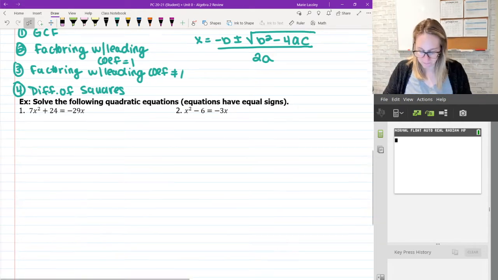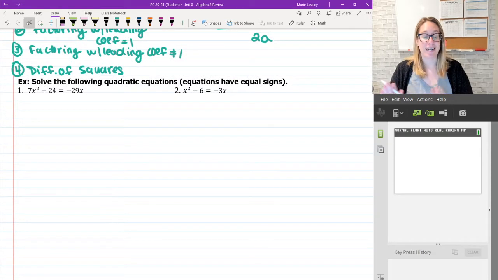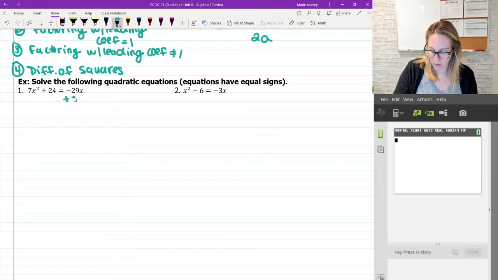Okay, so first thing we want to do, like I said, is move everything over to one side. So for our problem number 1, we need to move that negative 29x over to the left-hand side. In order to do that, we're just going to add it to both sides. So we're going to add 29x to both sides, bam.